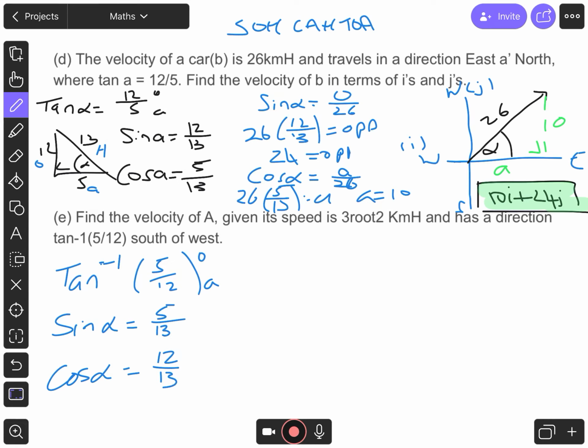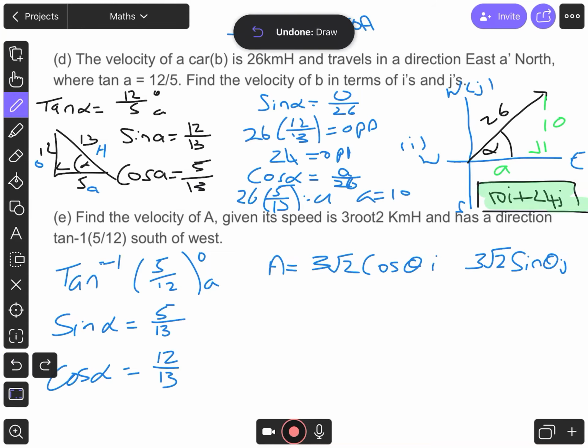Okay. The next thing I'm going to do then is I'm going to write the velocity of A equals, I write 3 root 2 cos of my angle i and I write 3 root 2 sine of my angle j. Okay, cos always goes first, sine always goes second, i is first and j is second. You always put the speed there and there. And the last thing we have to pick out then is which direction it is going. It's going south, so that means my j's are going to be minus. It's going west, so that means my i's are going to be minus.